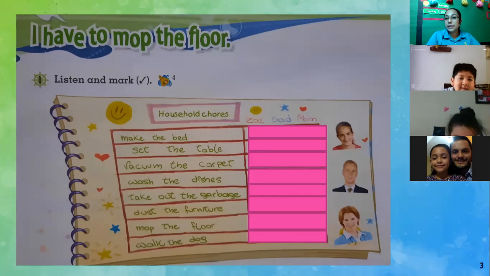Okay, we listen and you mark in your book. This is on page number 6. You listen to the dialogue and then you mark the things that the son, dad or mom have to do. Va a marcar cuáles son las cosas que hace el son, dad or mom. You tell me in the chat if you hear the sound, please.